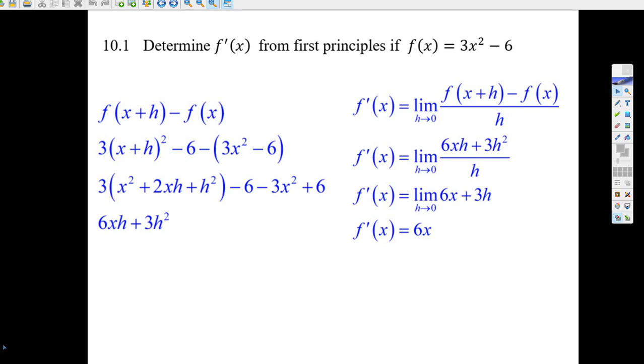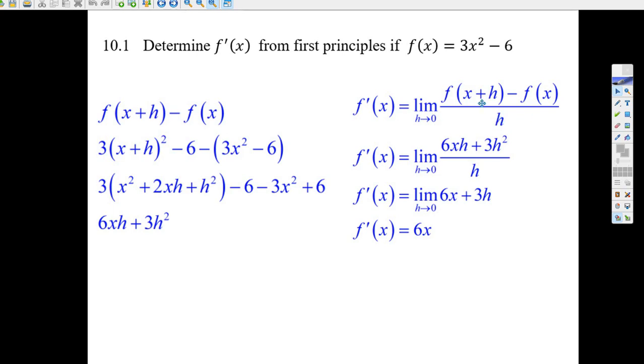Okay, here's the calculus question, and let's just get started. We have this formula here that we're given in our formula sheet. For first principles, whenever they say it, you go right to it. You have to do this. The derivative is a limit as h approaches 0.